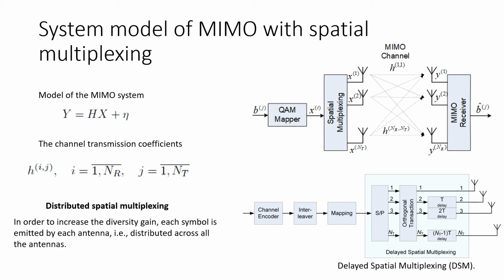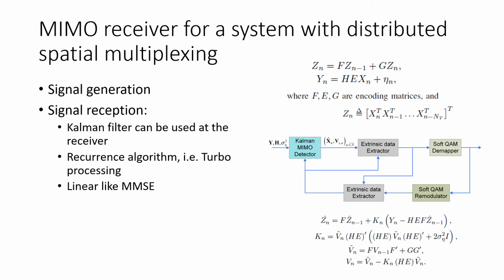The distribution of symbols over the antennas is carried out by orthogonal conversion, but also symbols are delayed by different values. Therefore, such a system can be called a delayed spatial multiplexing system. The signal generation model for the delayed spatial multiplexing system can be described by the expressions in the top right part of this slide. These expressions are the state and observation equations of a Markov process. Therefore, a Kalman filter can be used as one of the simplest approaches for the estimation of the vector of symbols Zn. In this case, the estimation algorithm will be described by the expressions that can be found in the bottom right part of the slide.